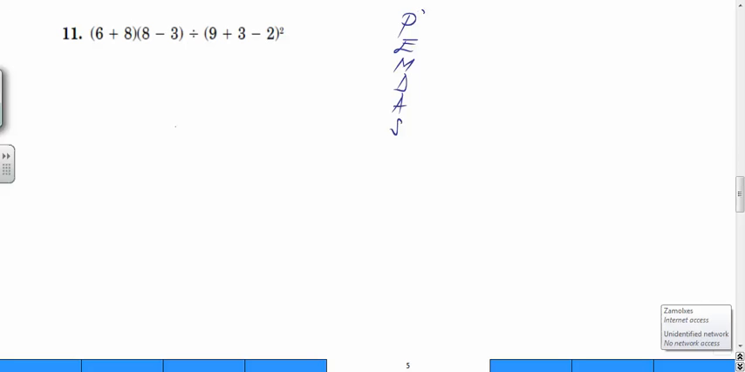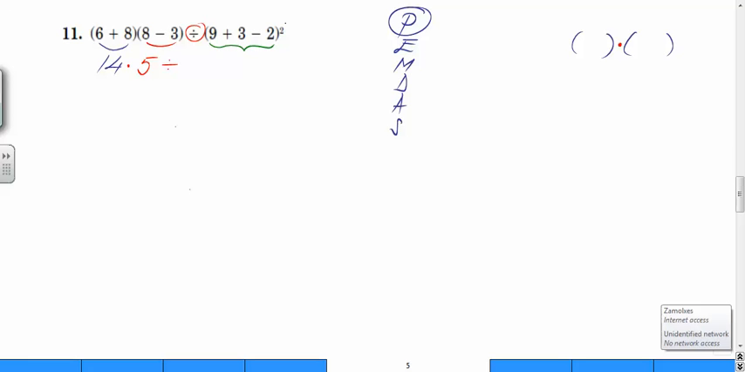Do I have parentheses? Yes, sir, I got plenty of them. Well, one at a time. First parenthesis here, 6 plus 8. What is 6 plus 8? That would be 14. Now, as you can see, because I have two parentheses here close to each other, that implies multiplication, right? So now the sign between this 14 and the next value will be multiplication. And the next parenthesis is 8 minus 3, which is 5. Alright? What is the next sign? Division.